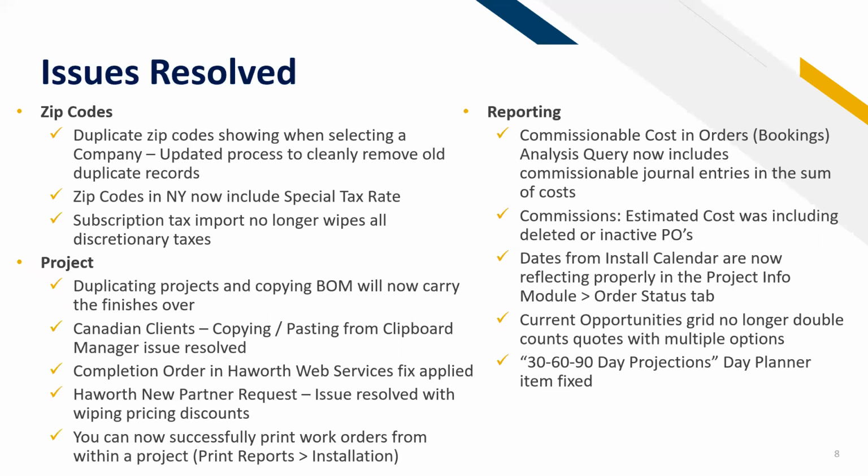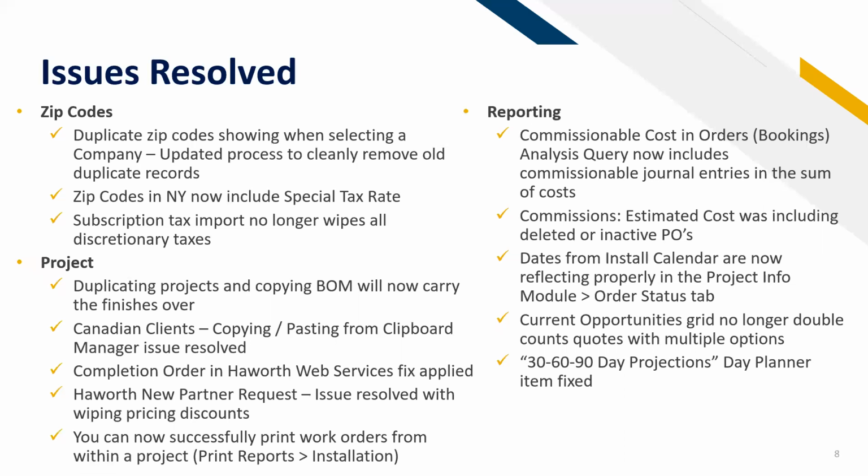Another little fix is that you can now print work orders from within a project by going to print reports in actions and installation. On the reporting end, we fixed the commissionable cost in the order bookings. It now will include only commissionable journal entries. Also with commissions, the estimated cost was including deleted or inactive POs, so that's been corrected.